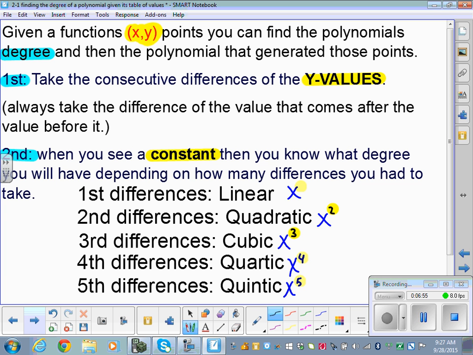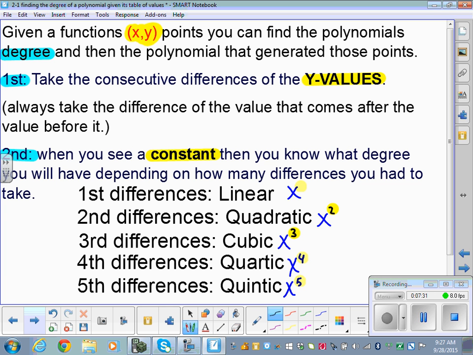So first of all, what you're going to do, this is important. You'll want to write this down. Your first step is to take consecutive differences of the y values. So once again, our first step is we're going to take consecutive differences of the y values. Very important. Notice I highlighted y values. We're going to be looking and concentrating on our y values, our output. Now, one thing to note is we're always going to take the difference of the value that comes after minus the value before it.